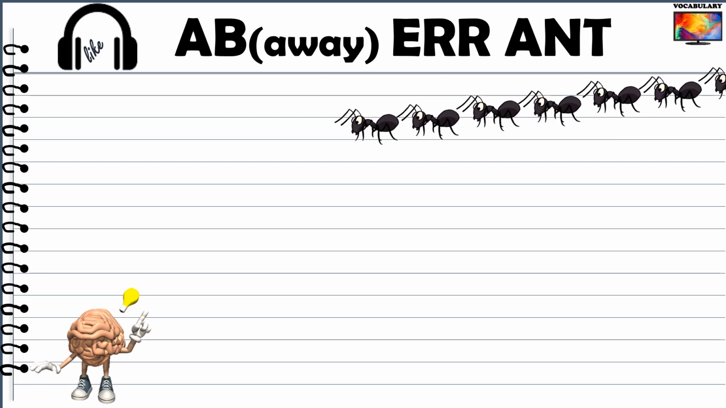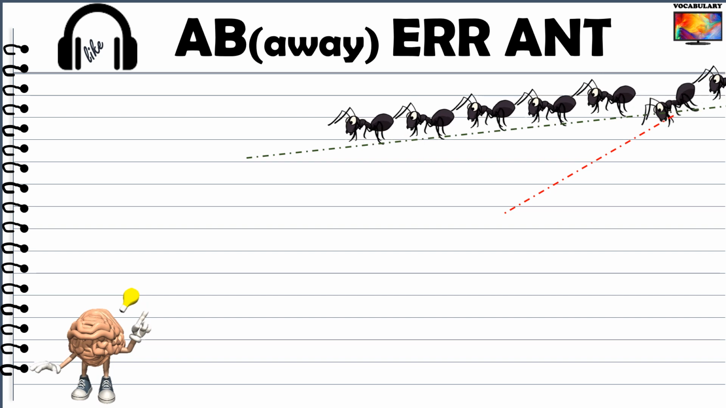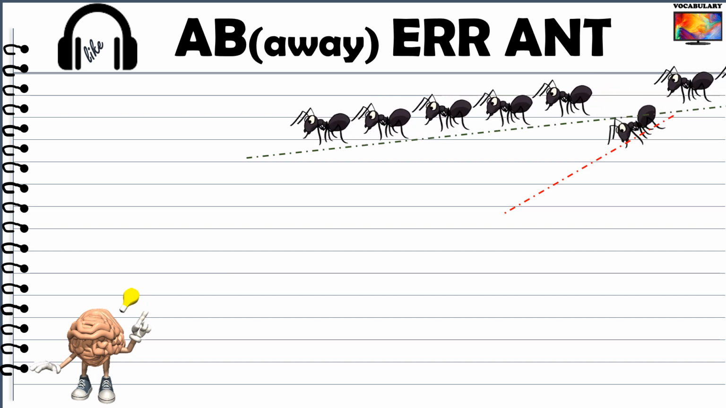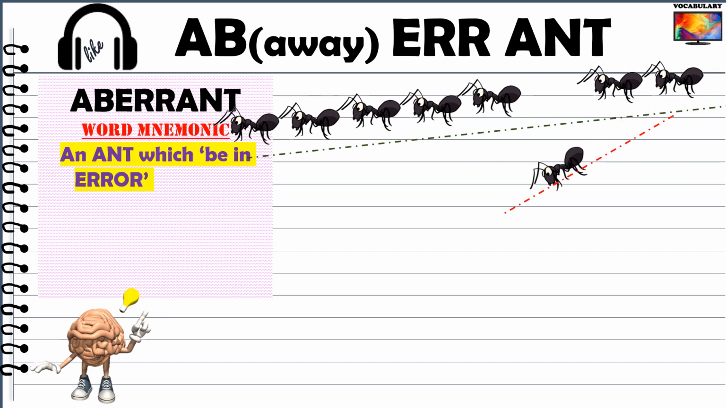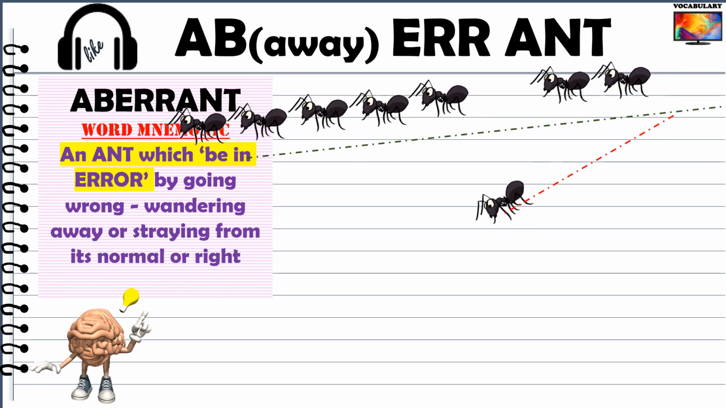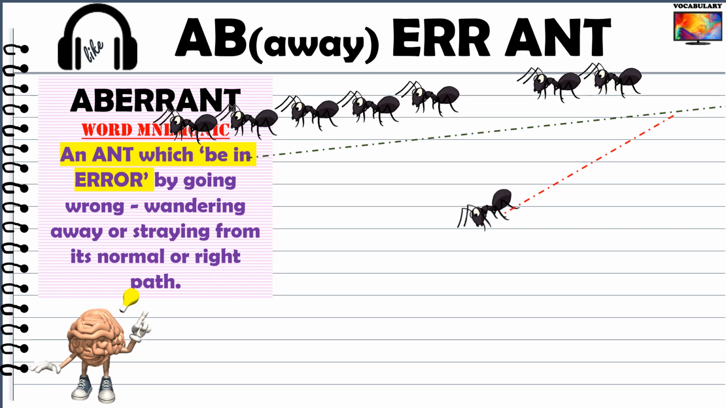If you observe ants closely, you will perhaps notice that they always move in a straight line, one following the other. So imagine one of these ants wanders away or strays from its right path. Away on its own path it goes. Look on the screen to help you visualize that. What do you call that ant? Aberrant. That's the simple memory clue.